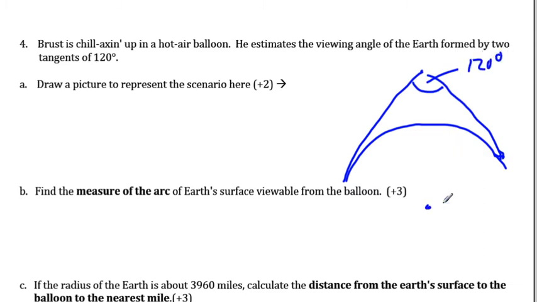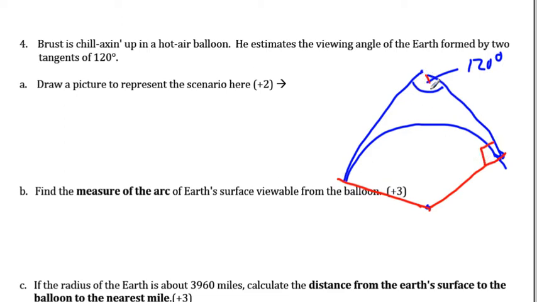Okay, so here's the center. He estimates the viewing angle. What do we have to find? Find the measure of the arc of the Earth's surface viewable from the balloon. All right, so this is actually kind of easy, because if you draw the radius here and you draw the radius here, we know that this is a right angle.